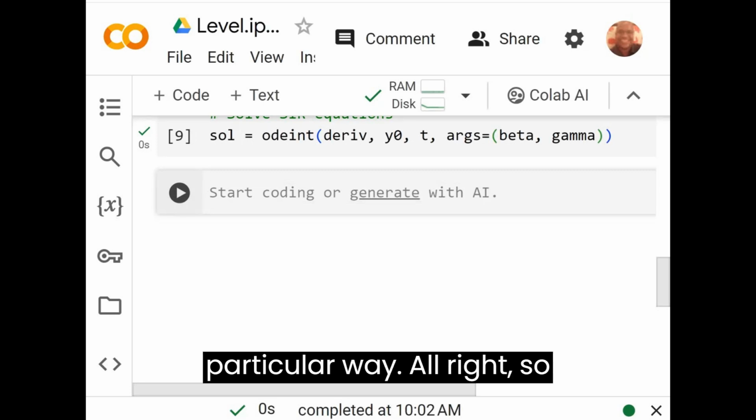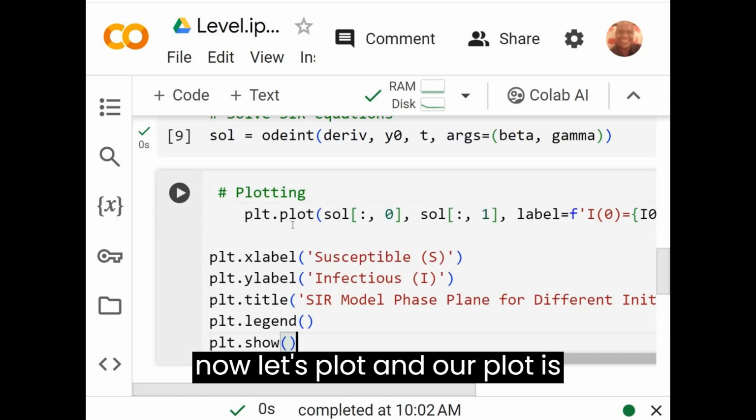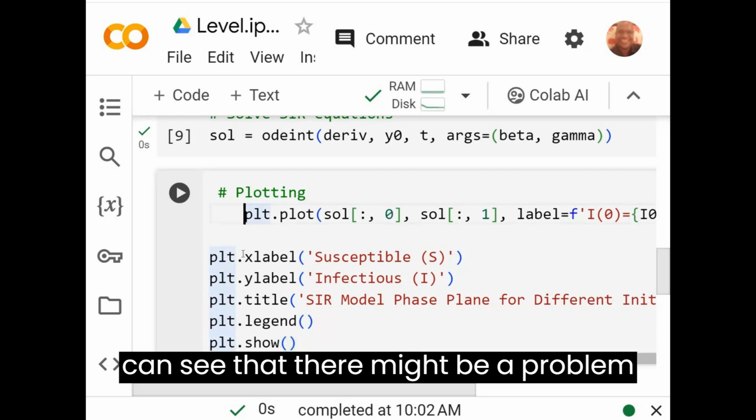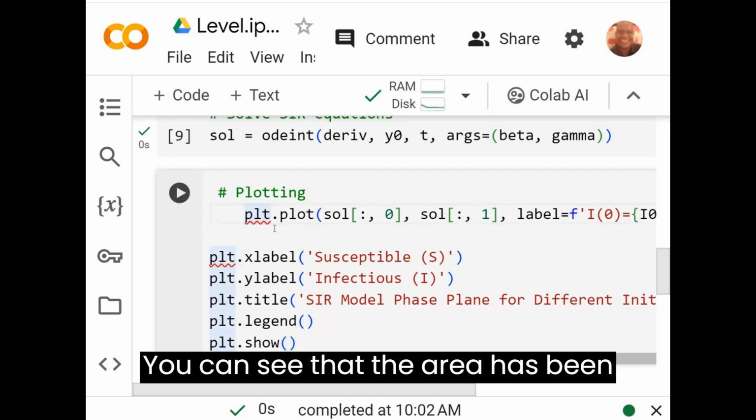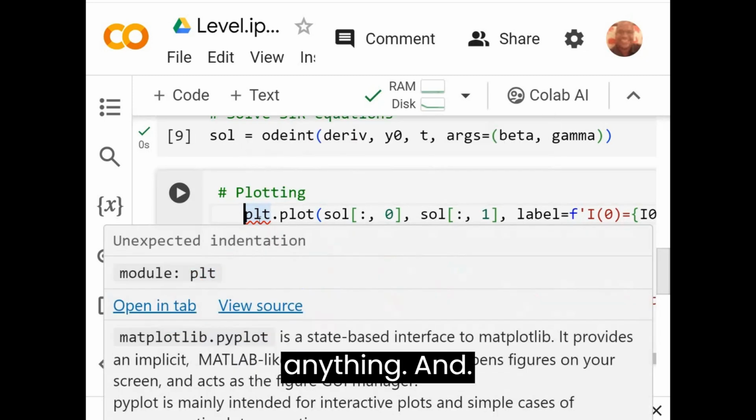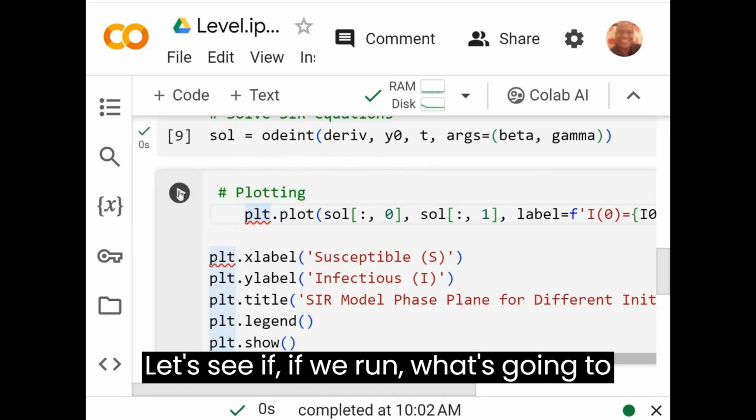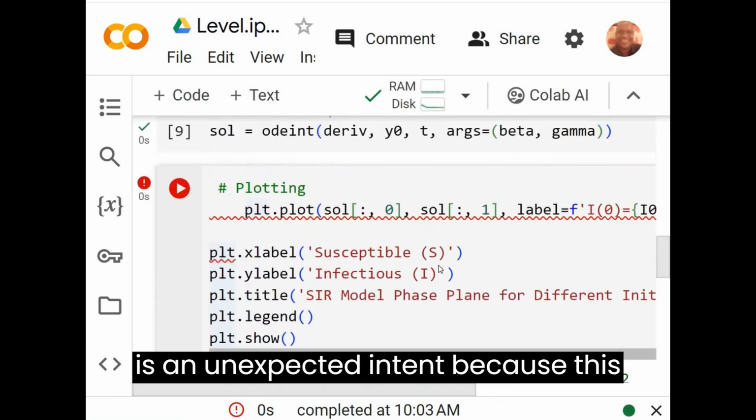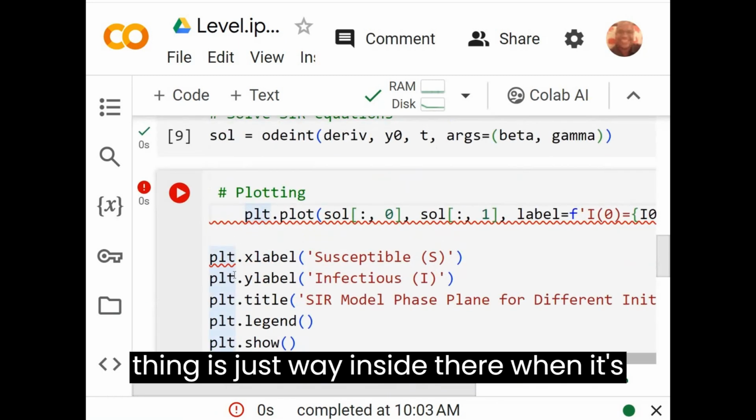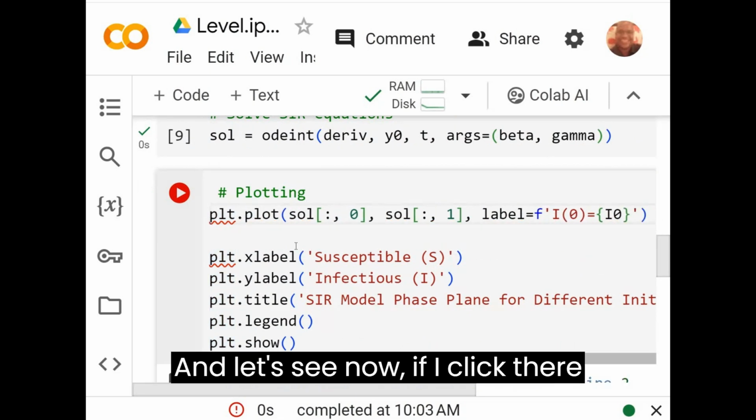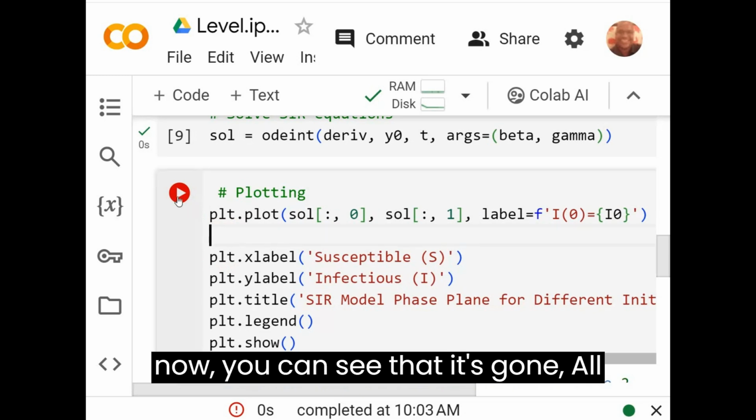All right. So now let's plot, and our plot is not going to be any different. Well, you can see that there might be a problem with indentation there. Let me try to run. You can see that the error has been highlighted already. What's going to happen is there is an unexpected indent, because this line is way inside when it's supposed to be out with the others. And now, if I click there, you can see that it's gone.